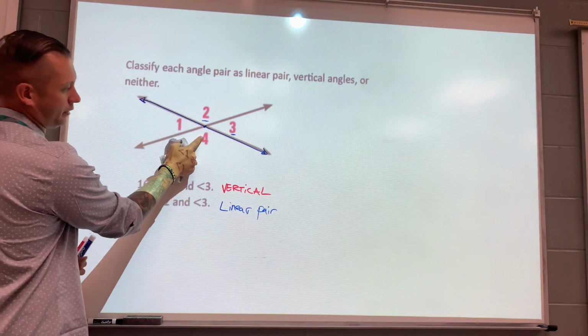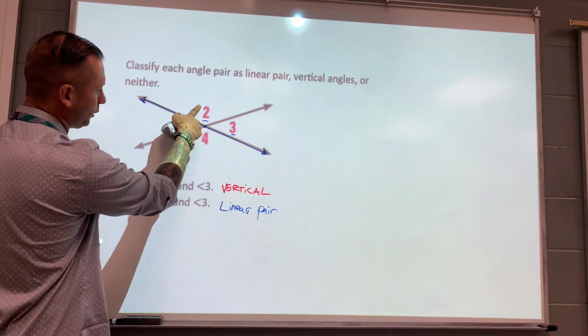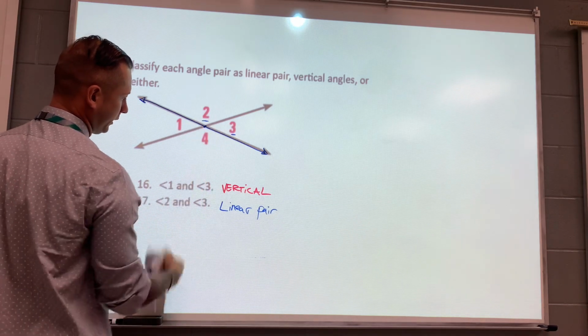1 and 4 would be the other linear pair. 1 and 2 are linear pairs, and 3 and 4 are linear pairs.